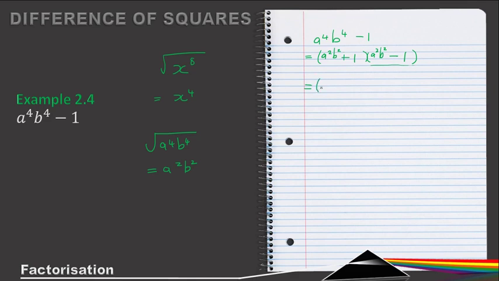So the first one I'm just going to copy as a squared b squared plus 1. And then for the second one I'm going to once again open my two brackets, one with a plus, one with a minus. Now the square root of a squared b squared is just ab over here and here. And then the square root of 1 is just 1 over there and there. Now we have completely factorized this.